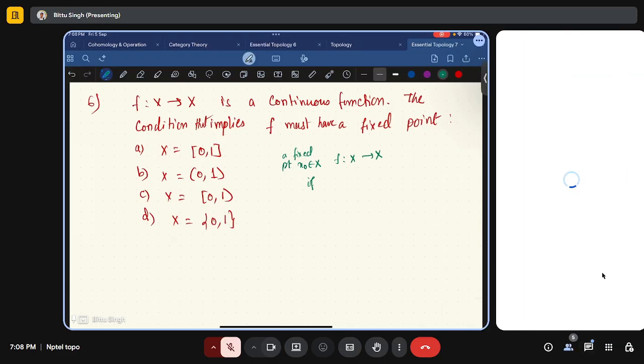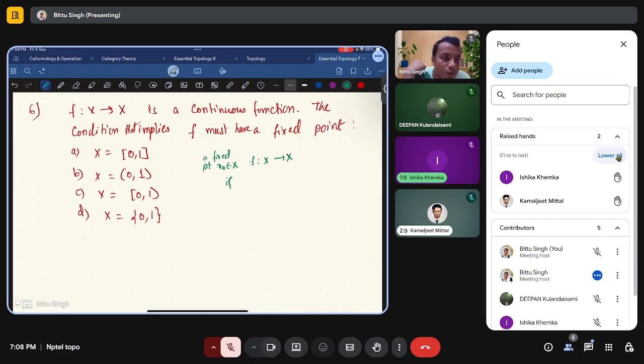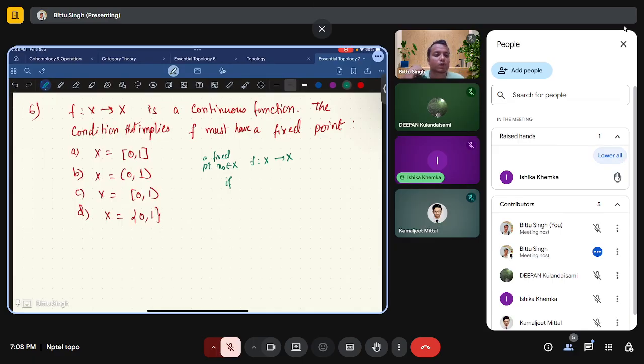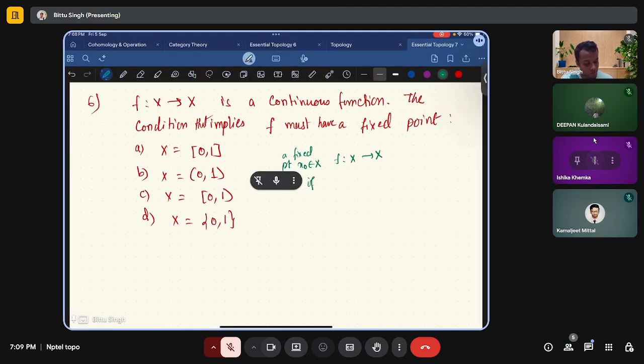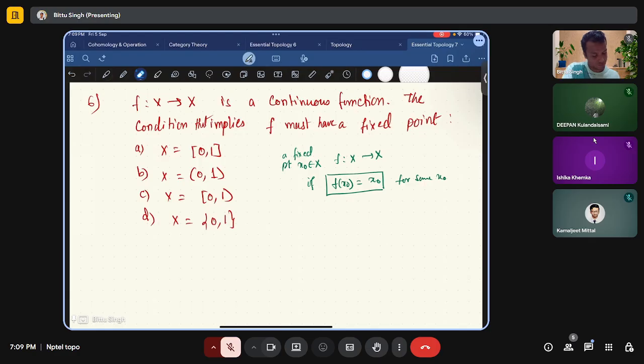Is there any doubt? Okay, so a point in the domain is said to be a fixed point if f of x0 equals x0. If this is satisfied by a point x0, then that x0 is said to be a fixed point. Now which condition will imply f has a fixed point?